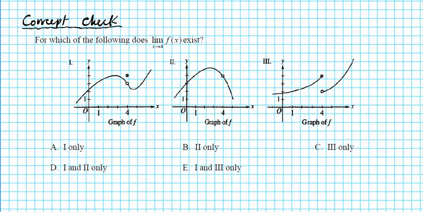Now let's do a concept check problem. We're going to be using an AP style multiple choice question to test your understanding of what we just covered. Let's consider the question. It says, for which of the following does the limit of f of x as x approaches 4 exist? You're going to pause the video, go ahead and solve the problem, and then when you're done, you hit play and check your answer with the explanation that I'm about to give.